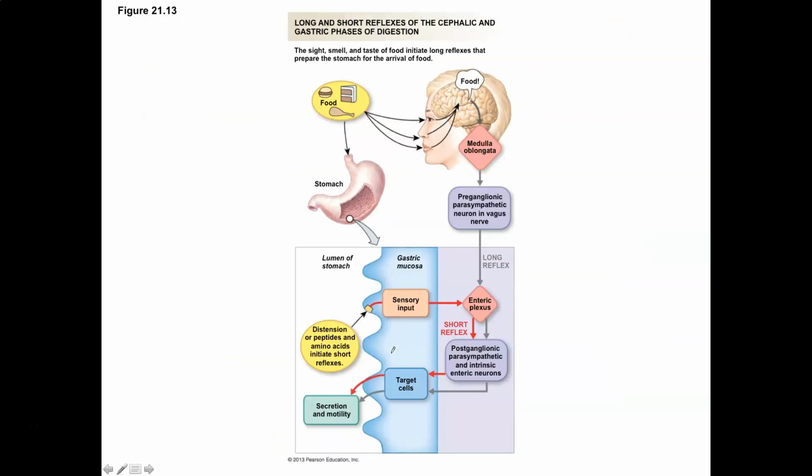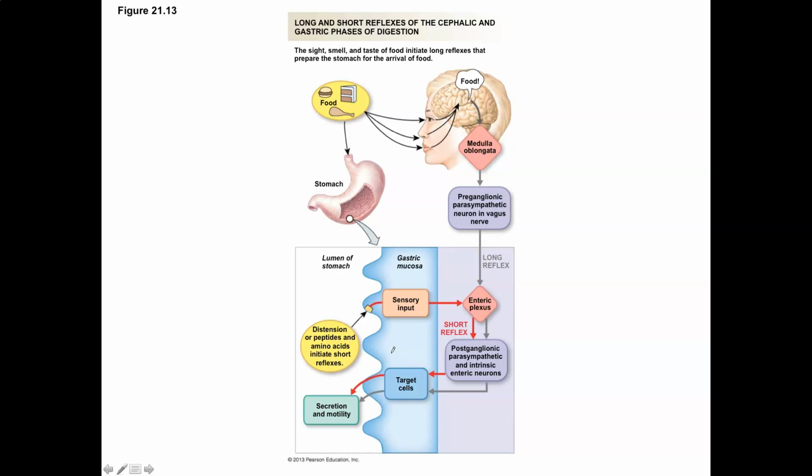In the cephalic phase, we're looking at digestion beginning before food ever even enters into your mouth. When you see food, when you smell food, when you think about food, you are essentially triggering those long reflexes that we categorize as the cephalic phase. So we are anticipating the food or liquid entering the digestive system, and we're getting the body ready for that food or liquid that's about to enter into the body.